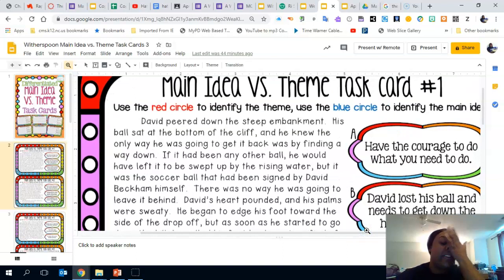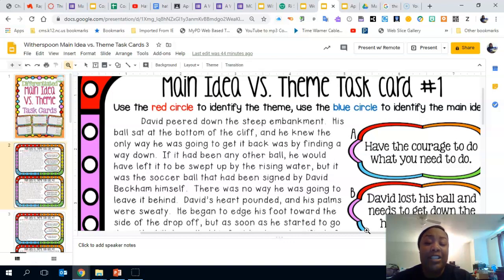David peered down the steep embankment. His ball sat at the bottom of the cliff, and he knew the only way he was going to get it back was by finding a way down. If it had been any other ball, he would have left it to be swept up by the rising water. But it was the soccer ball that had been signed by David Beckham himself. There was no way he was going to leave it behind.